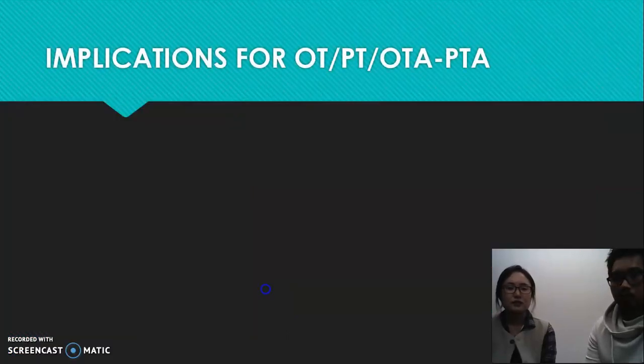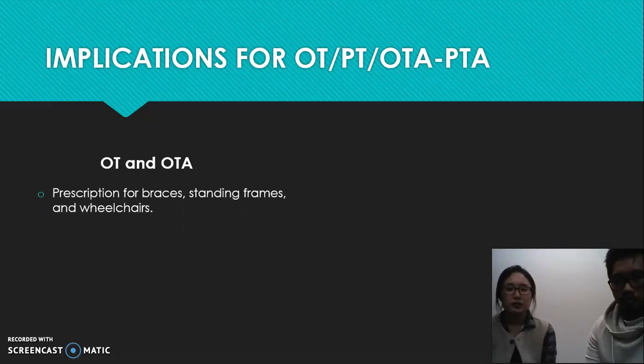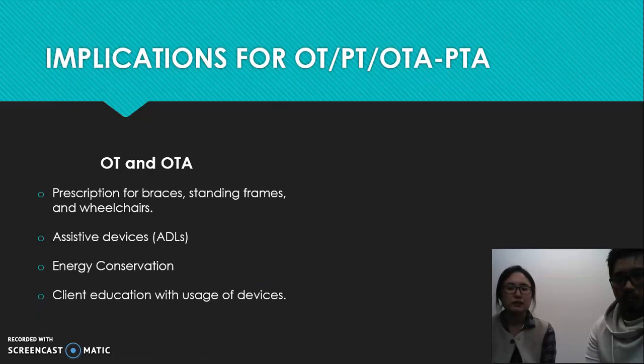So implications for OT, PT, and assistants. OT and OTA can do the prescription for braces, standing frames, and wheelchairs, so assistive devices for ADLs. And energy conservation is one of the important things the OT and OTA can provide because their joints are getting weaker. So client education with the use of devices such as wheelchairs or power wheelchairs, electronic devices, everything.